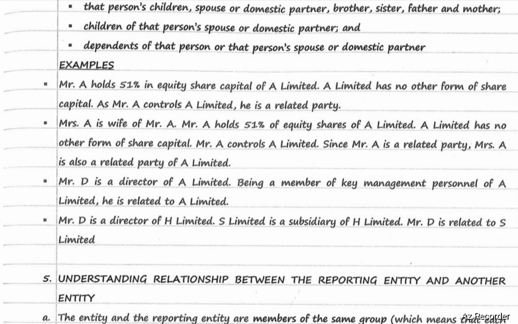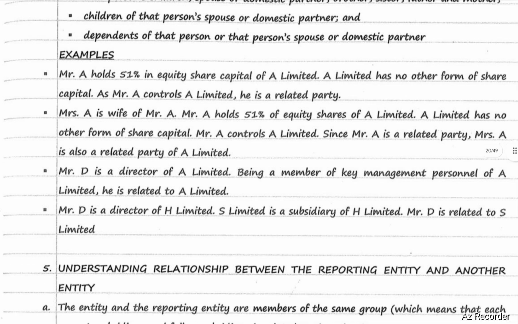Next, Mr. D is the director of A Limited. Being a member of key management personnel of A Limited, he is related to A Limited. Mr. D is the director of H Limited. S Limited is the subsidiary of H Limited. Mr. D is related to S Limited.